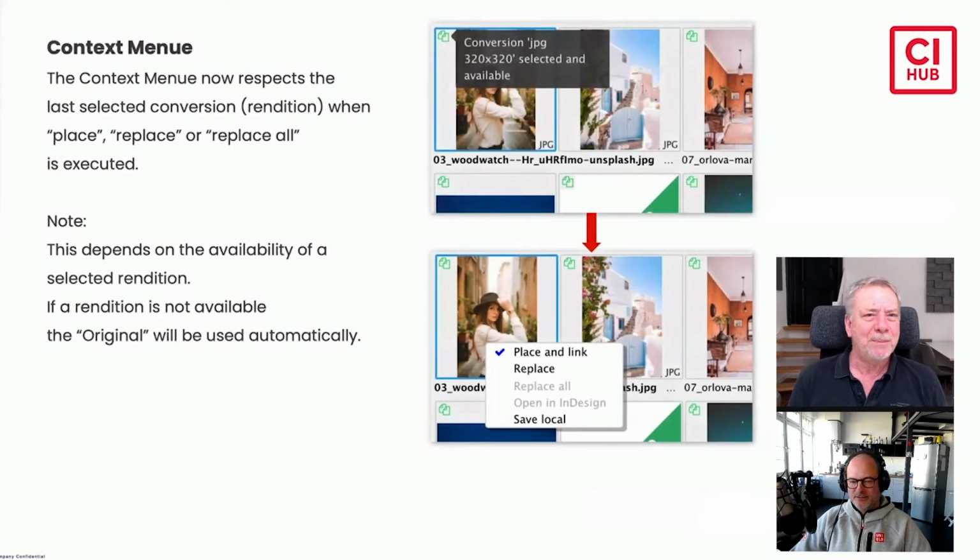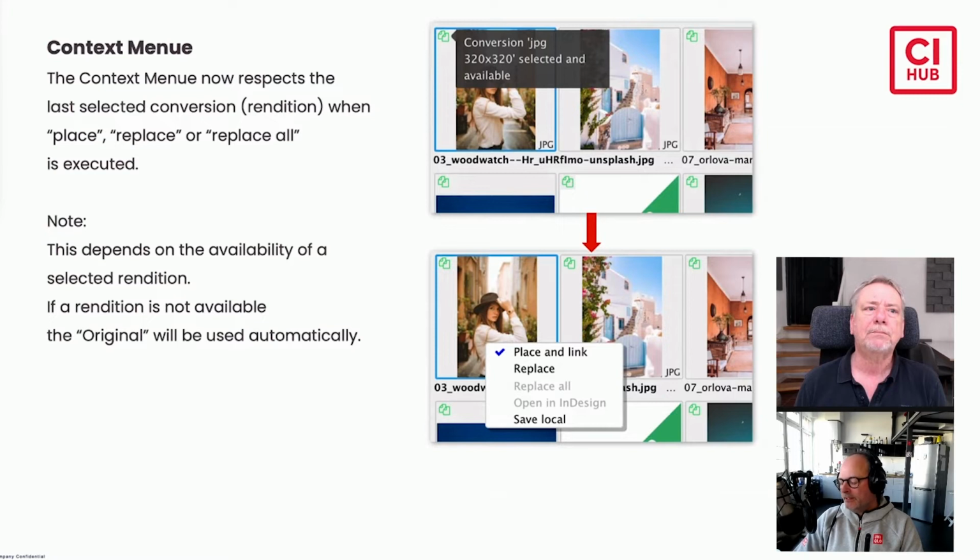So the context menu now respects the last selected rendition. That means when you're using place and link or replace or the replace all feature, it'll take the rendition which is currently selected. If there is no rendition available, we will automatically use the original file for placement.